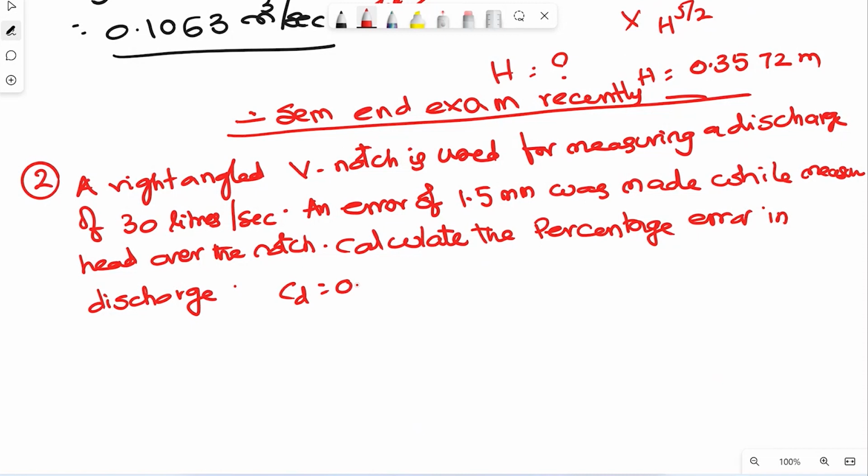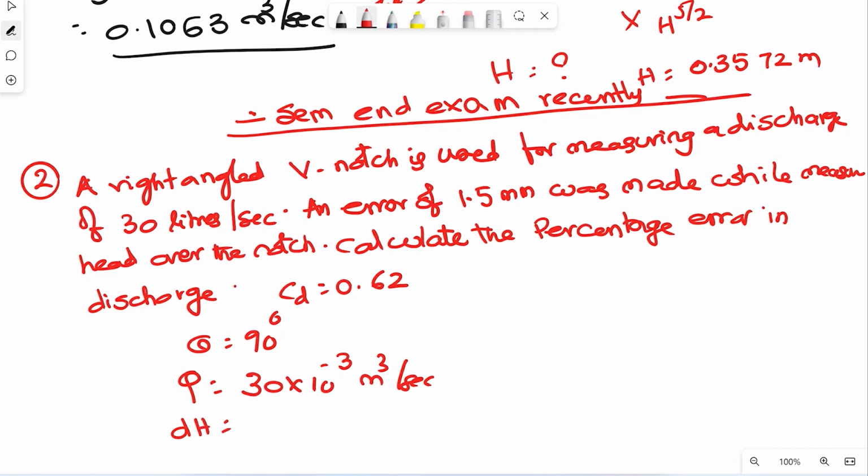CD is equal to 0.62. So theta is equal to 90 degrees. Q is equal to 30 liters, which means 30 into 10 to the power of minus 3 meter cube per second. Then dH is equal to how much? It has been mentioned as 1.5 mm. So 1.5 into 10 to the power of minus 3 meters.